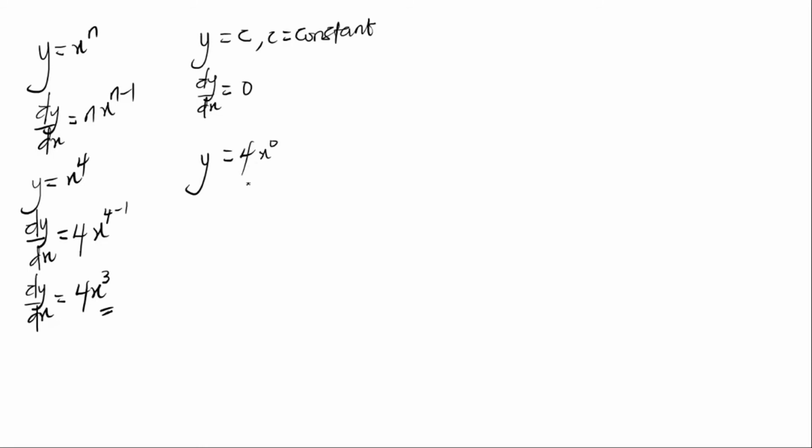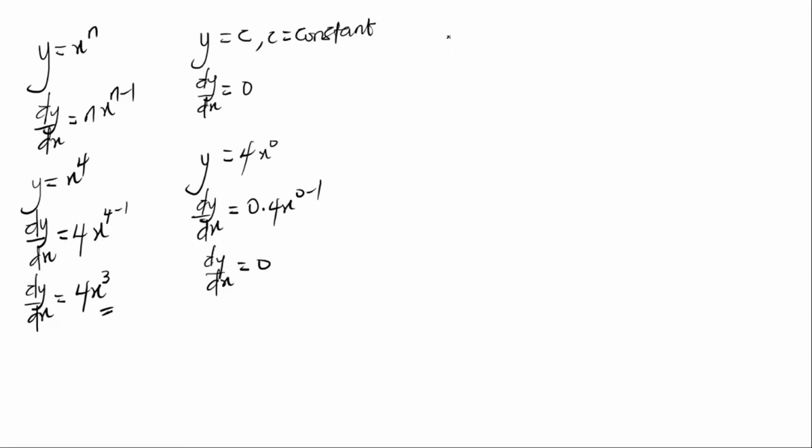With this, we can now go ahead and differentiate. So our dy dx becomes: we use the 0 to multiply the 4, then we subtract 1 from the power. So we have 0 multiplied by 4, x power 0 minus 1. Then our dy dx becomes 0, because this is 0 multiplying the 4. Any number multiplied by 0 is 0. So it means if we differentiate a constant, we get 0.